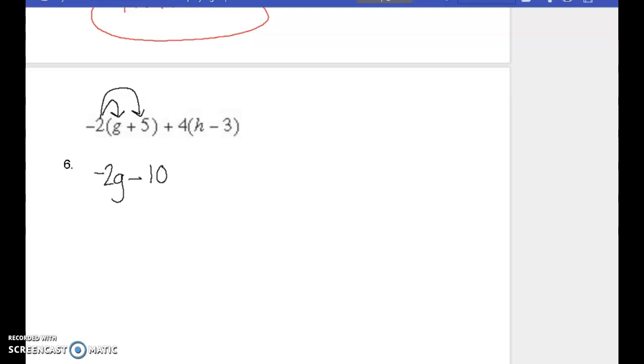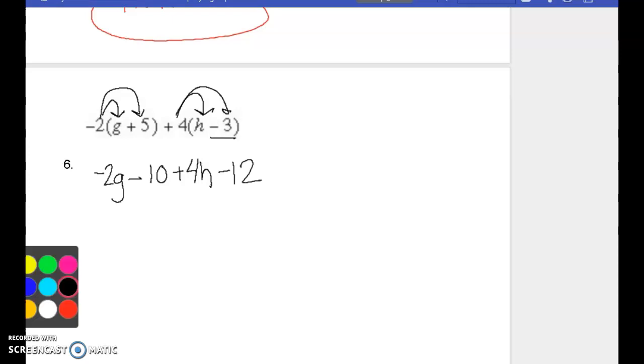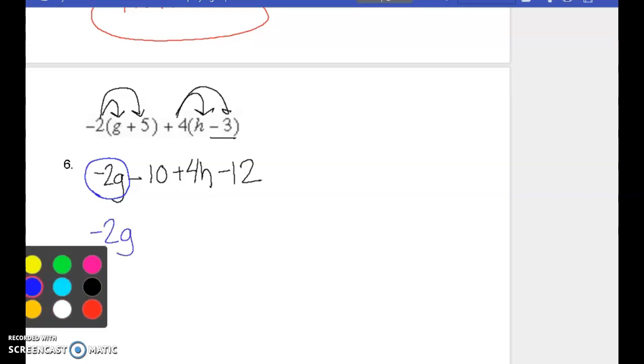Alright, let's work from here. 4 times h is 4h, and it's positive, so I'm going to put a plus on. And 4 times a negative 3 is a negative 12. Now let's look for our like terms. So notice right here, we have a negative 2g. Oh, but no more g, so what? Negative 2g.